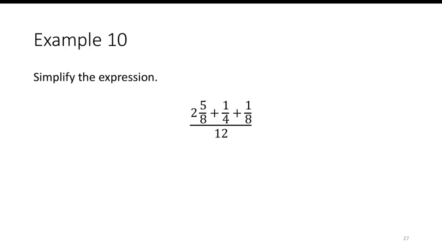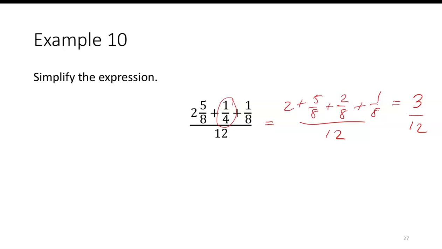A more complicated one, say I want to simplify this: 2 5/8 plus 1/4 plus 1/8. So the top part you can think of as 2 and then plus 5/8. The 1/4 I'm going to rewrite as 2/8, plus 1/8. And so that becomes 2 8/8, or basically 2 8/8 is the same thing as 2 plus 1. So this comes out to be 3 on top. And then there's the 12 on the bottom. 3 over 12 reduces to 1/4.